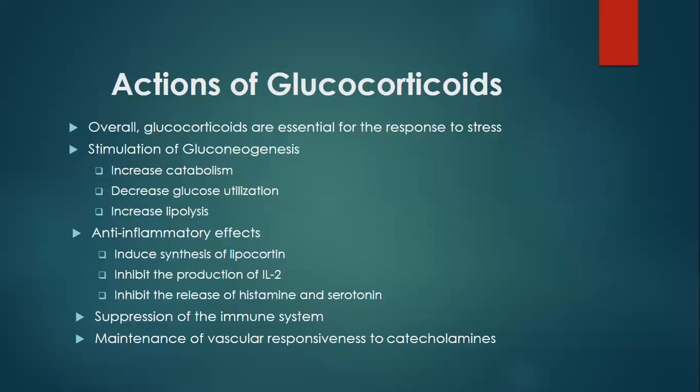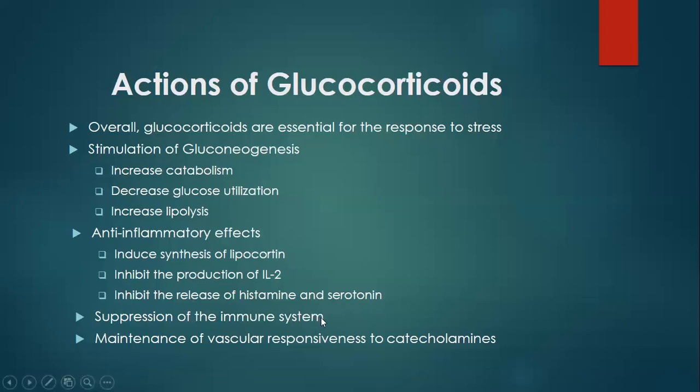Okay? And so, inhibition of these T lymphocytes causes suppression of the immune system. Now, there are times when we need to suppress the immune system, particularly during transplantation. So a pharmacologic application of the suppression of your immune system is that these glucocorticoids are used to prevent rejection of transplanted organs.